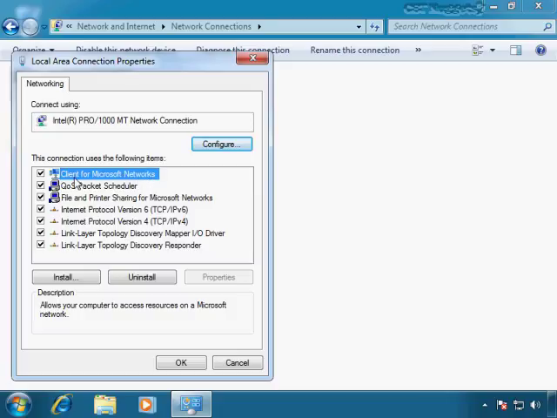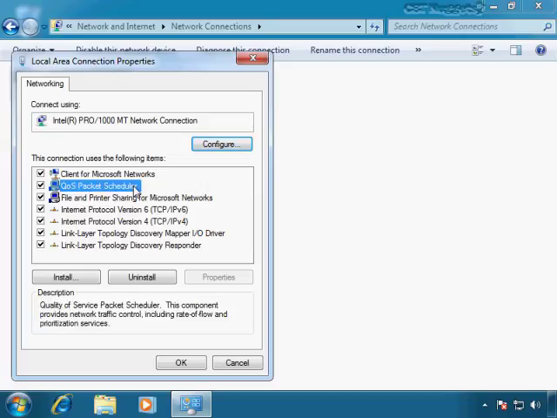One of those would be Client for Microsoft Networks. What is that about? This allows me to look for resources that are shared out there on the network. In other words, I am a client for shares that are out there. Quality of Service Packet Scheduler will help to prioritize rate of flow for things such as video conferencing, other things that need to have a higher priority.